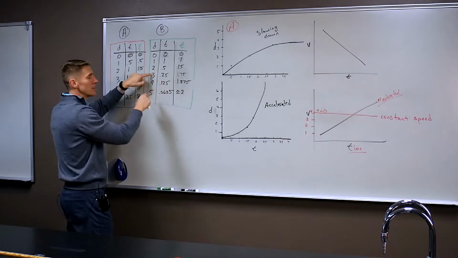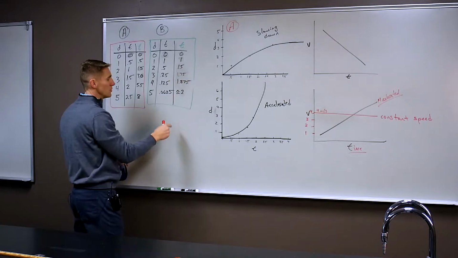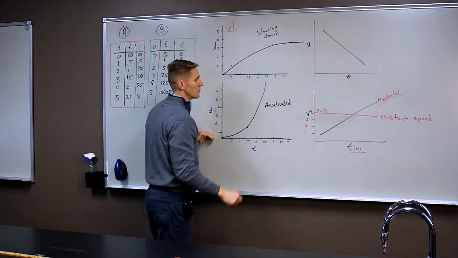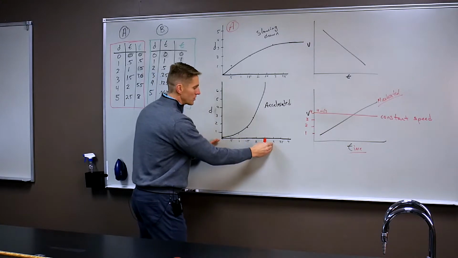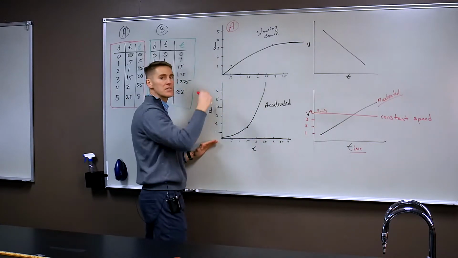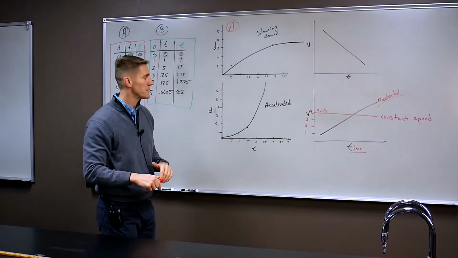So each meter is taking less and less time. And again, this is my running total. What does that graph look like? We're curving upward now. So for each second that the object travels, I'm gaining more and more distance. So this represents accelerated motion.